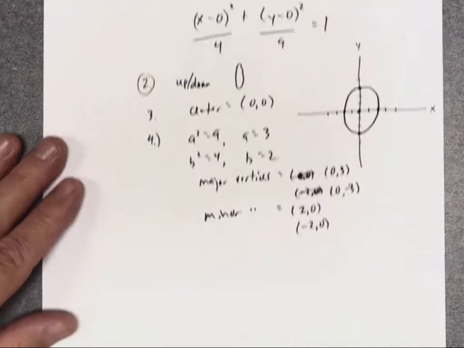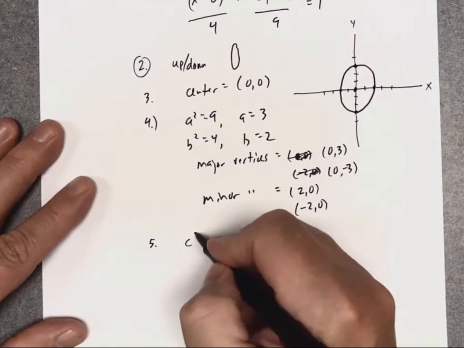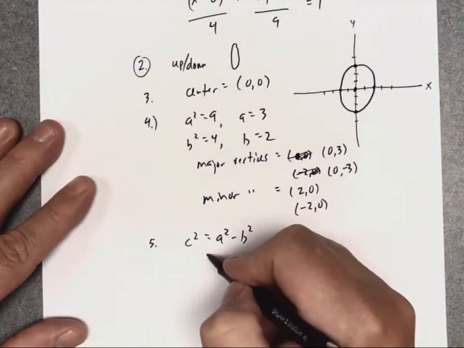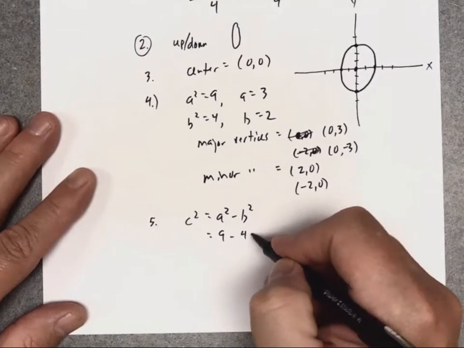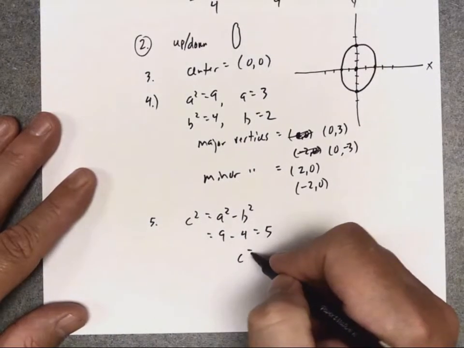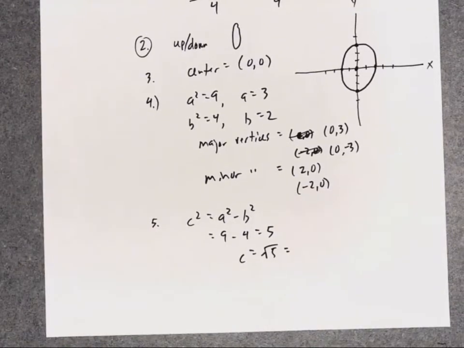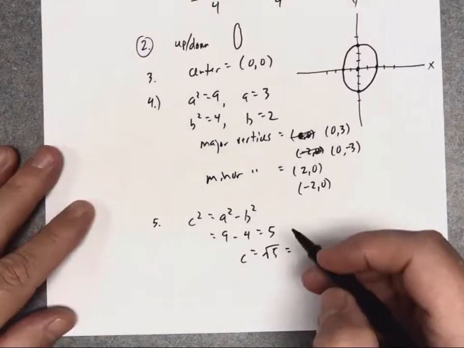And the last step is the foci, which we call c. c squared equals a squared minus b squared. a squared is 9, b squared is 4, so it's 5. This time c is the square root of 5. I'll use my calculator to see what that is as a decimal: 2.2.